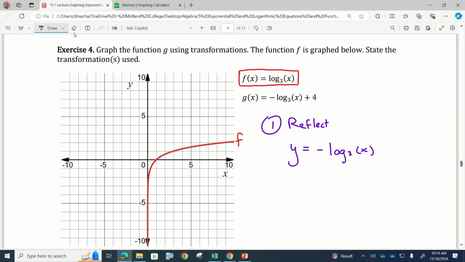Like I want to start with the f and then move it left and right, move it up and down, reflect it, stretch it, squish it. I'm not going to move it left or right because I'm not adding or subtracting anything from the argument here. I'm going to reflect it because I see this minus sign. Do I reflect across the x-axis or the y-axis? If the minus sign is way out in front of the function, that's when we reflect across the x-axis. And this is my best attempt here.